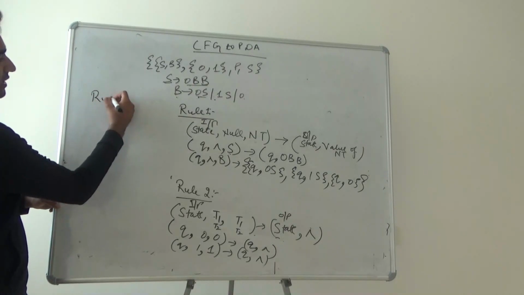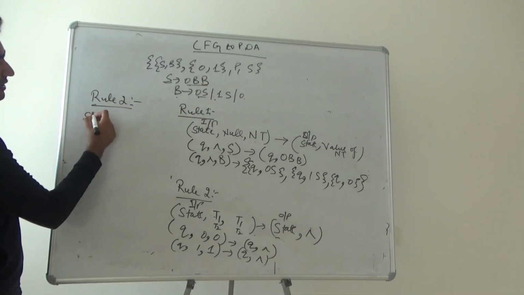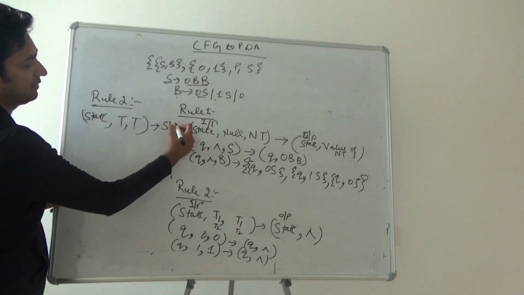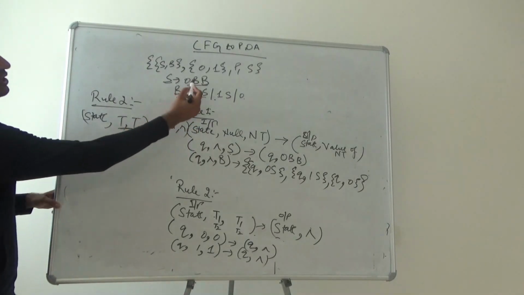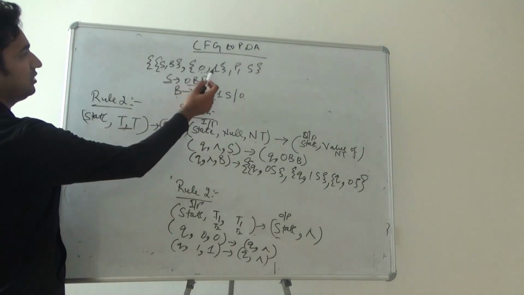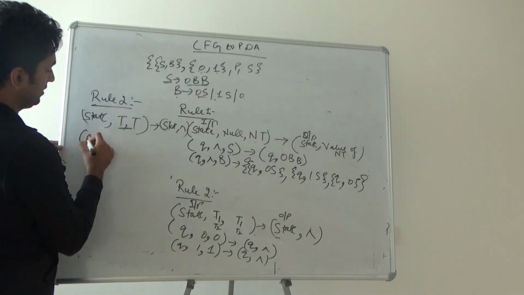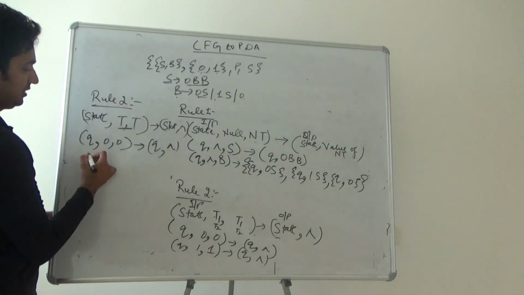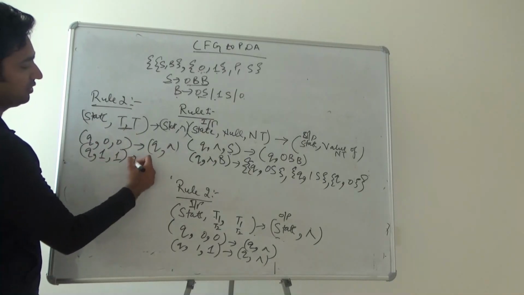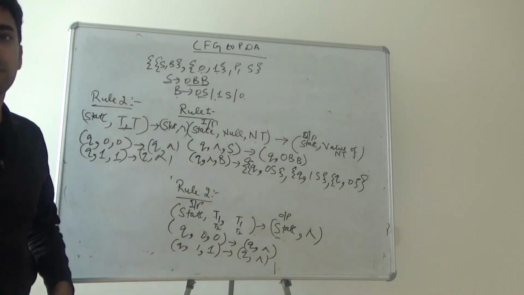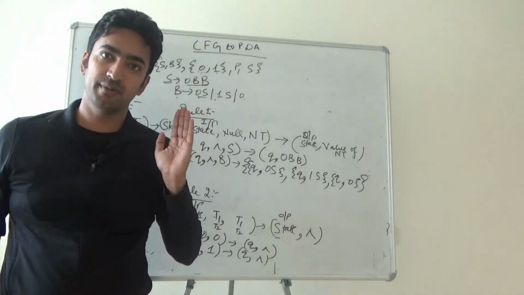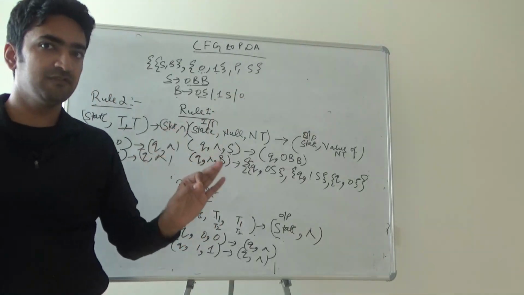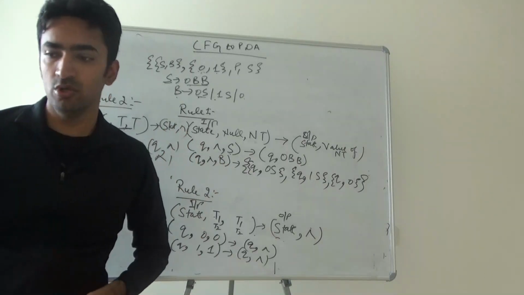Again, rule 2, I am repeating: any state given any terminal, it gives output state and null. There are 2 terminals or input symbols used, 0 and 1. So if I am writing Q with 0 and 0, it gives me any state and it gives me null. Similarly, Q with 1 and 1 can also give us null. So this is the simple way in which the conversion of CFG to PDA is done. PDA to CFG we did earlier, and this is CFG to PDA.